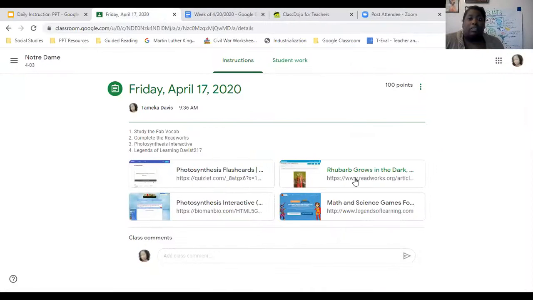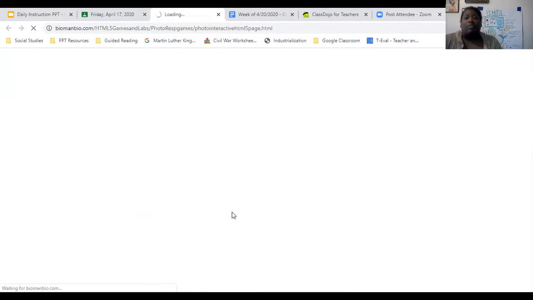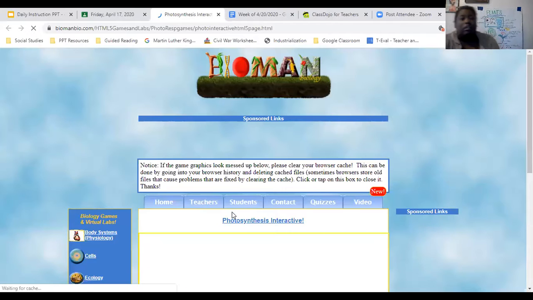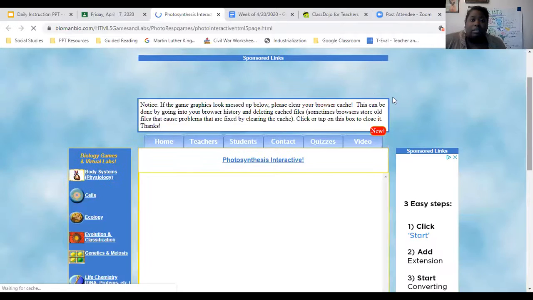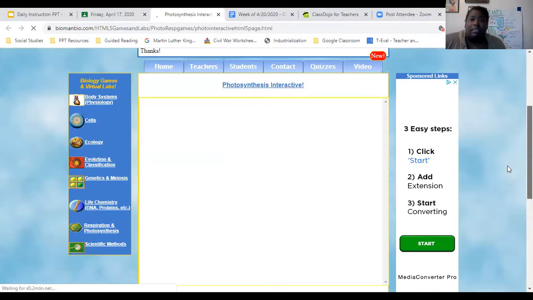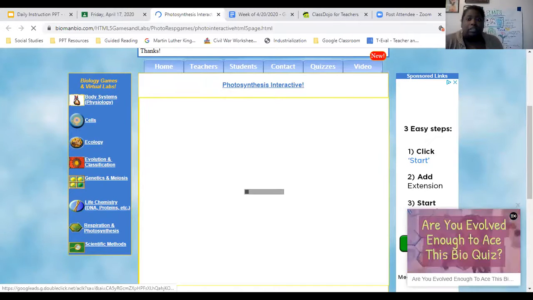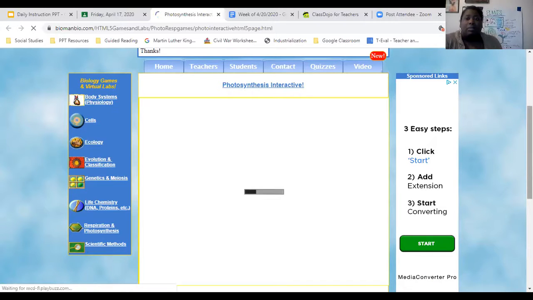So after you finish the ReadWorks, it says the photosynthesis interactive. So this is the photosynthesis interactive game. There are several different things that you can do. And once you finish, I want you to come in and you'll answer the questions. And then after you answer the questions, you can play a brief game. I'm going to wait on it to finish loading.